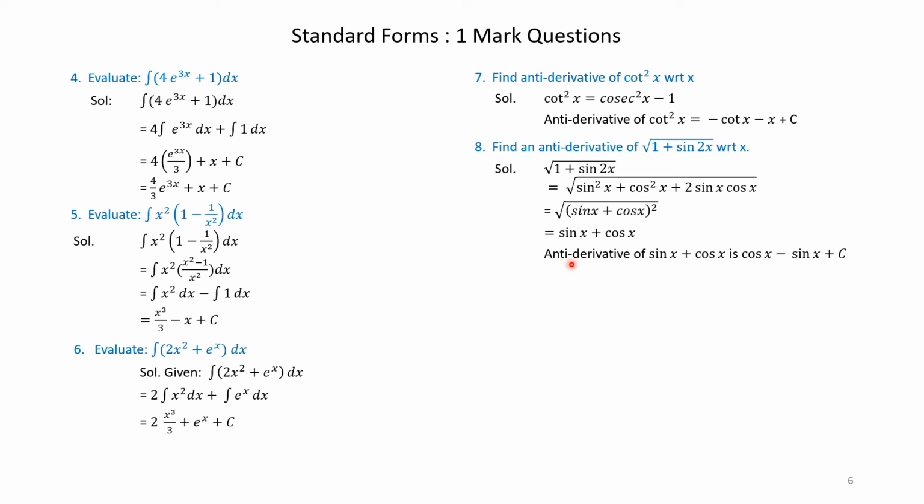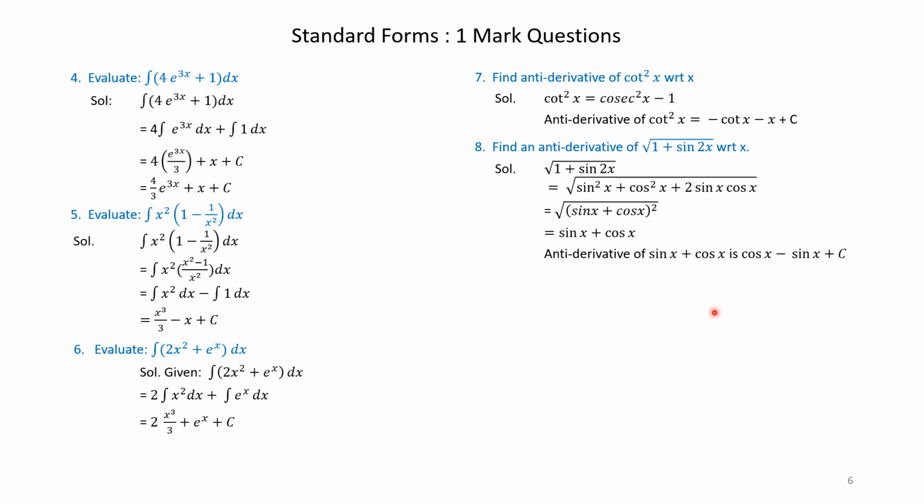Therefore, the antiderivative of sin x plus cos x is cos x minus sin x. That is, the integration of sin x is cos x, and of cos x is minus sin x, plus c.